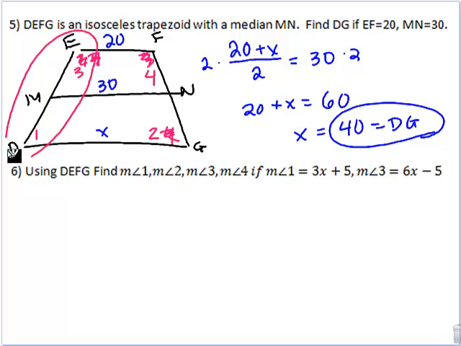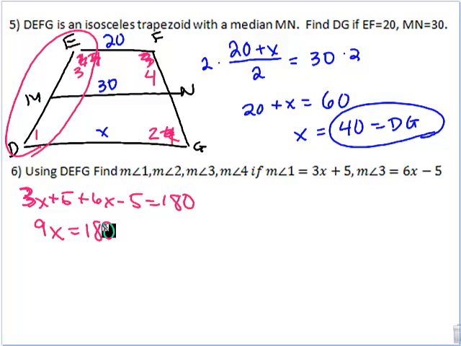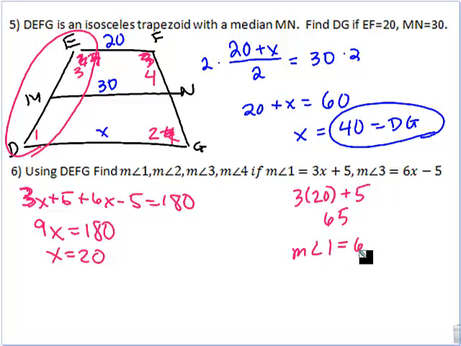Yeah, we have these two, so they're going to add to equal 180 because it's an isosceles trapezoid. 3x plus 5 plus 6x minus 5 is 180. Yep, 9x is 180 because the plus 5 and minus 5 cancel. Okay, so x is 20. So plug it in. So 3 times 20 plus 5? 65. So angle 1 is 65 degrees.